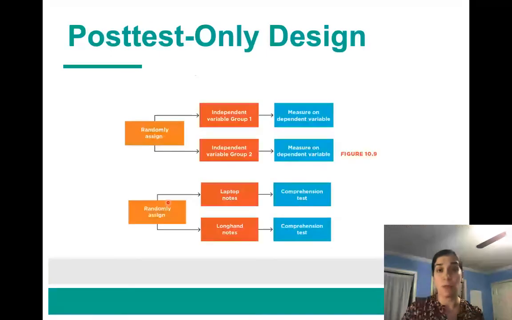You get split up into the two groups to either take notes with your laptop or take notes on pen and paper. And so the people in this group only ever take notes on laptop. They never also have to take notes on pen and paper. So they're either assigned to the laptop note group or the longhand note group. And then they're both given the same comprehension test. Okay? And so in a post-test design, you only are exposed to your one level of your independent variable, and you get the same dependent variable one time.